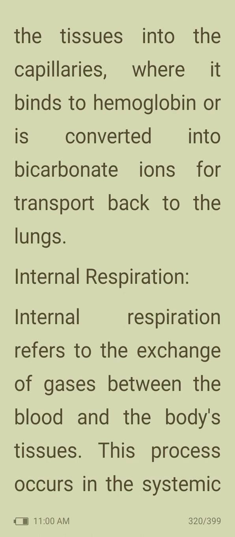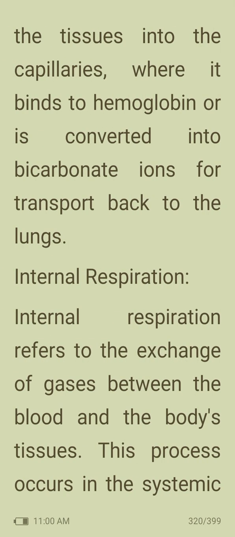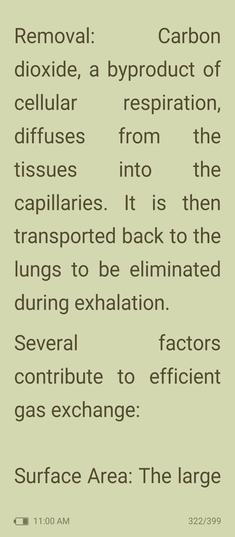Then internal respiration. Internal respiration refers to the exchange of gases between the blood and the body's tissues. This process occurs in the systemic capillaries, where oxygen is delivered to the tissues and carbon dioxide is removed. The steps involved are as follows. Oxygen delivery: oxygen dissociates from hemoglobin in capillaries and diffuses into the tissues, where it is used for cellular respiration. Carbon dioxide removal: carbon dioxide, a byproduct of cellular respiration, diffuses from the tissues into the capillaries. It is then transported back to the lungs to be eliminated during exhalation.